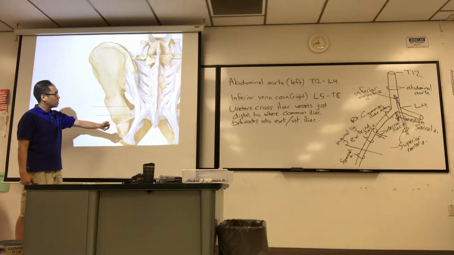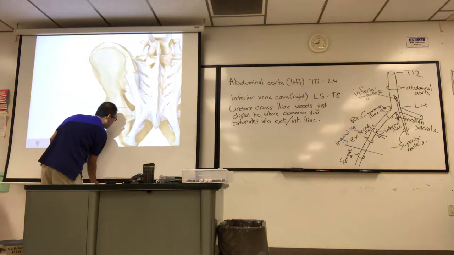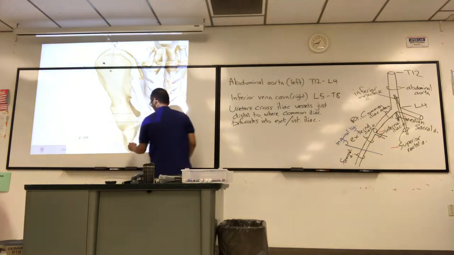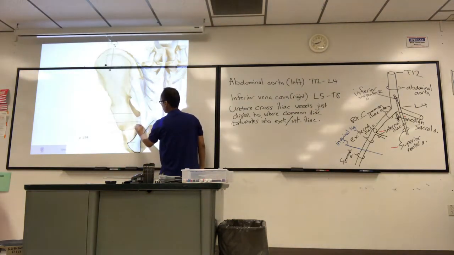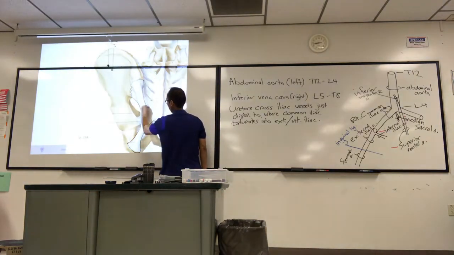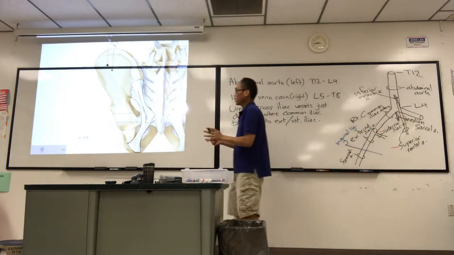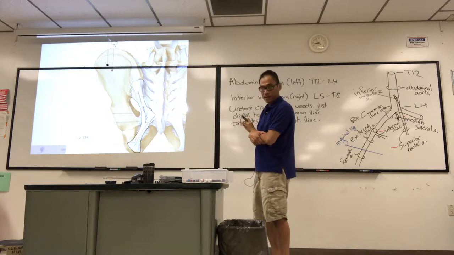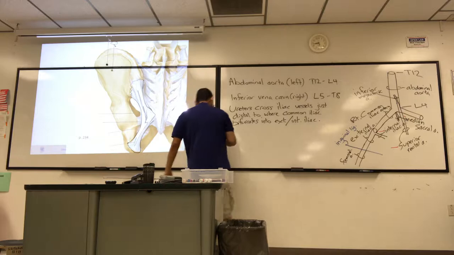Now I want you to know, let me see if I can do this. See this honking huge one right there? It's like this whole thing. This whole thing is one big ligament. It's called the sacrotuberous ligament. That whole thing from up here all the way down there. I want you to know that ligament.